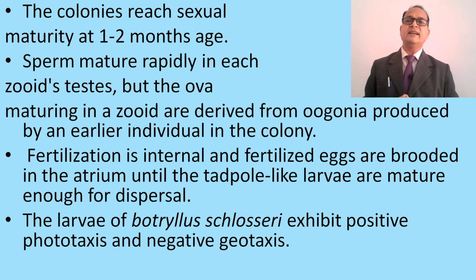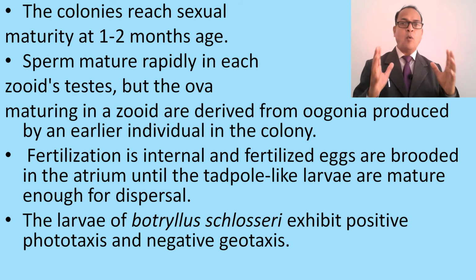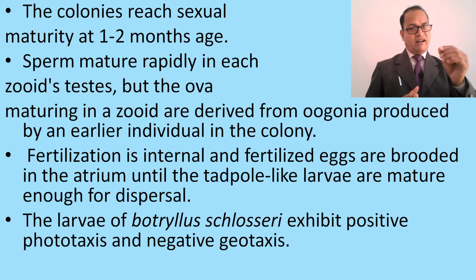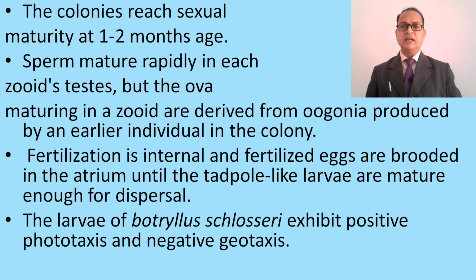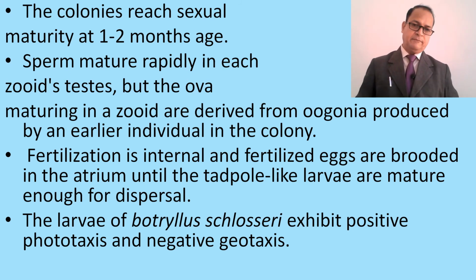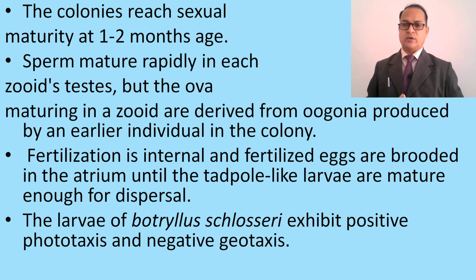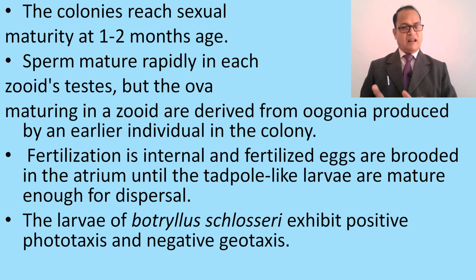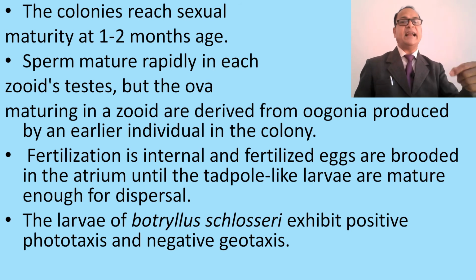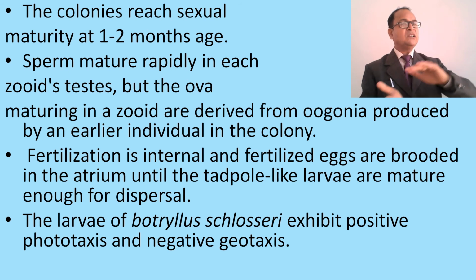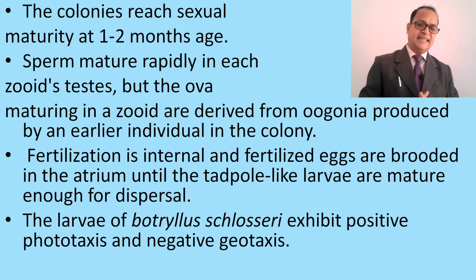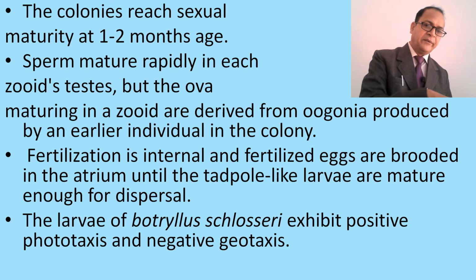Sperm mature rapidly in each zooid's testis, but the ova maturing in a zooid are derived from oogonia produced by an earlier individual in the colony. Fertilization is internal, and the fertilized eggs are brooded in the atrium until the tadpole-like larvae are mature enough for dispersal. The larvae of Botrylus schlosseri exhibit positive phototaxis and negative geotaxis. They move towards the light, against the gravitational force.